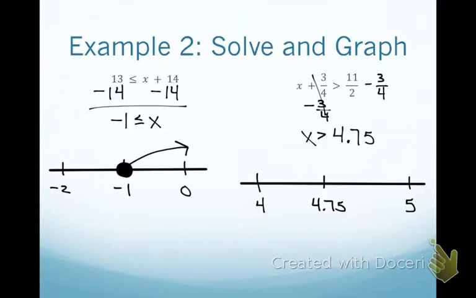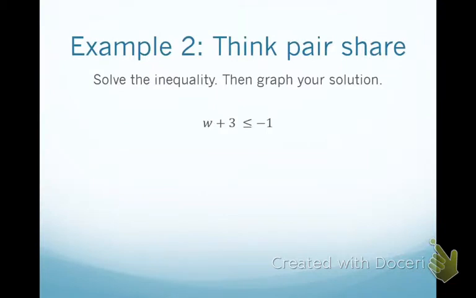Okay, so now is it going to be an open dot or a closed dot? All right, we should be saying open dot because there's no equal to. And x is greater than 4.75, so my arrow goes to the right. All right, now I want you to try one. Go ahead and try to solve this inequality and graph your solution.